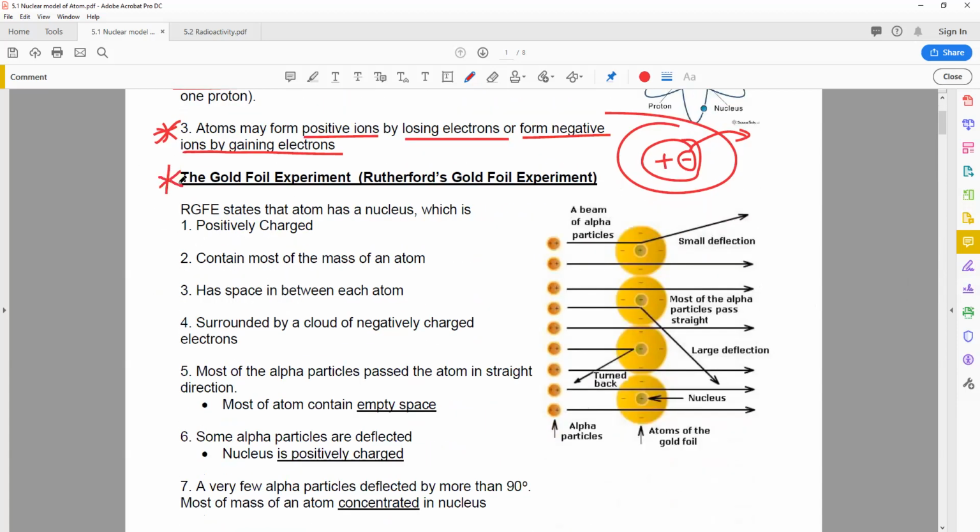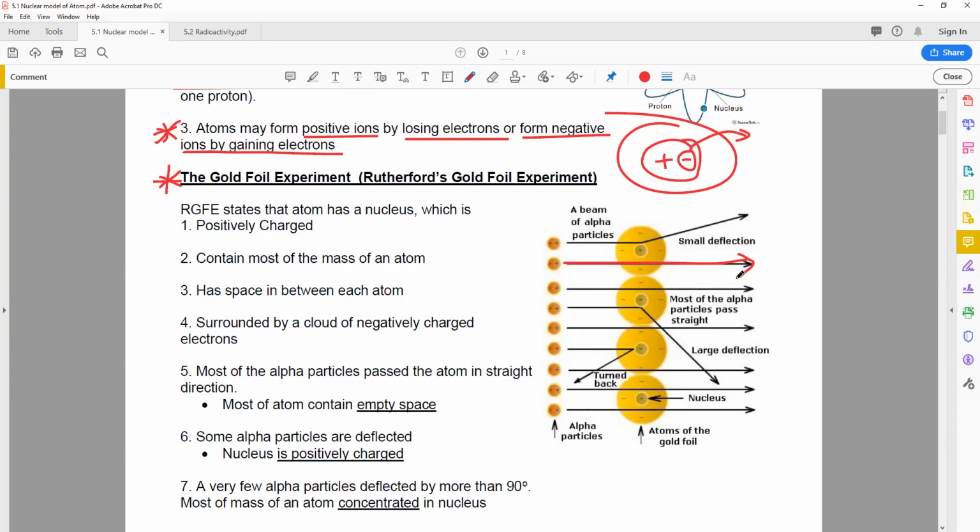Then this part here is very important. This part here always comes out in the exam. You better know, guys. The question will look something like this. I will say, okay, look at this diagram and prove that most of the atom is empty space. You're supposed to mention something like, most of the alpha particles pass directly straight through, indicating that most of the atom is made of empty space.